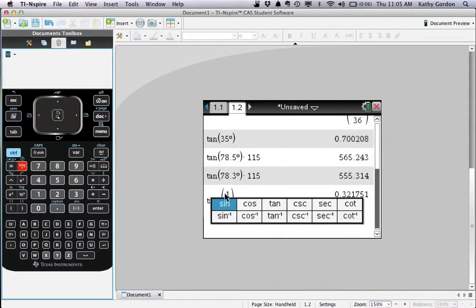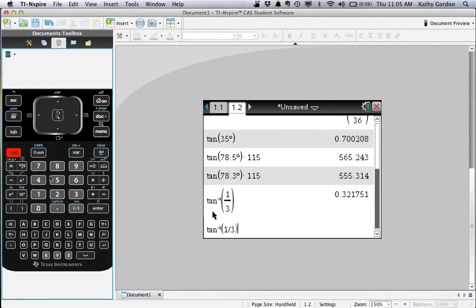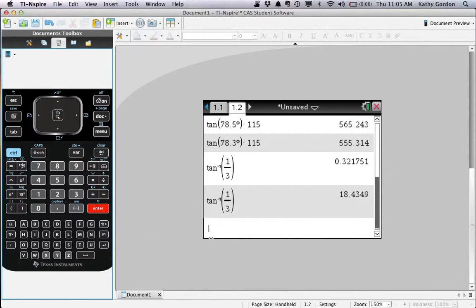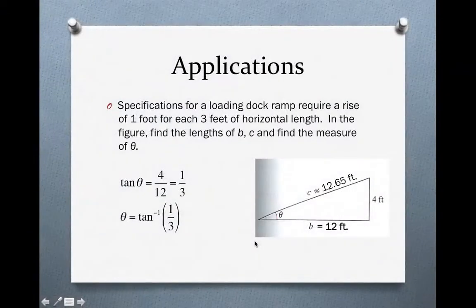So here's my inverse trig. Here's my 1 divided by 3. Take the control answer, and I get 18.4349. So I would expect that I would have an angle of about 18.43 degrees.